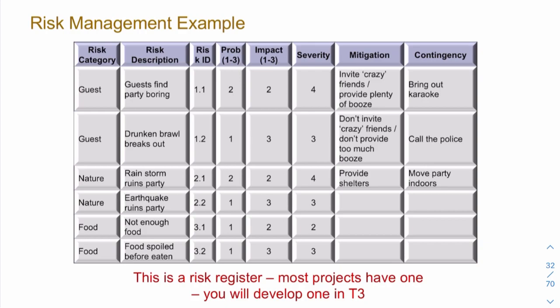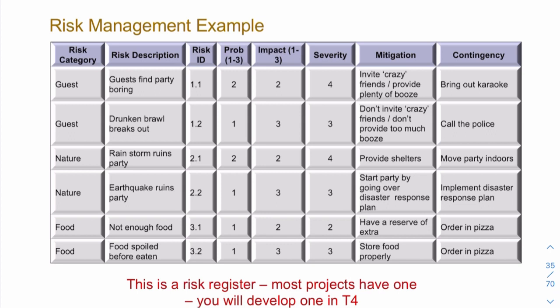And the example goes on and on. So we said there could be an earthquake. Well, mitigation. So what can you do to avoid the earthquake causing enough damage to ruin your party and to hurt people? Well, you can go over, for example, a disaster response plan at the beginning of the party. And if it did happen, you would implement that disaster response plan. Maybe more realistically, what would happen if there's not enough food? To avoid that happening, your mitigation might be to have some backup food, have something kept aside just in case.